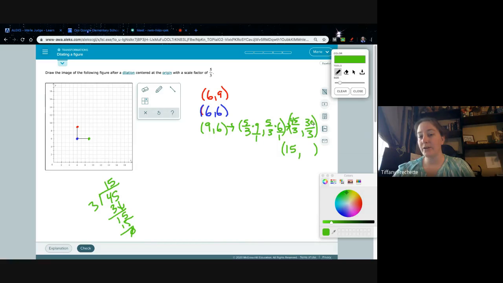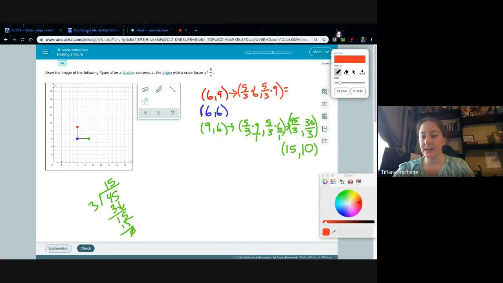All right, 30 divided by 3. So this one is 10. And again, that one's just knowing my multiplication facts. I know that 3 times 10 will get me 30. So does knowing your multiplication facts help in working out this math? Of course it does. Makes things quite a bit faster. All right, so we're going to go 5/3 times 6, comma 5/3 times 9 for this red one.